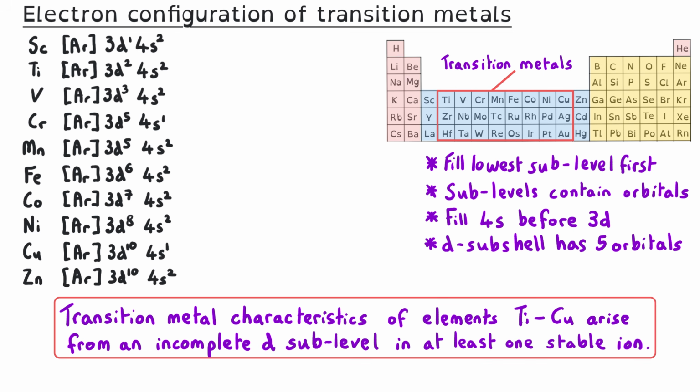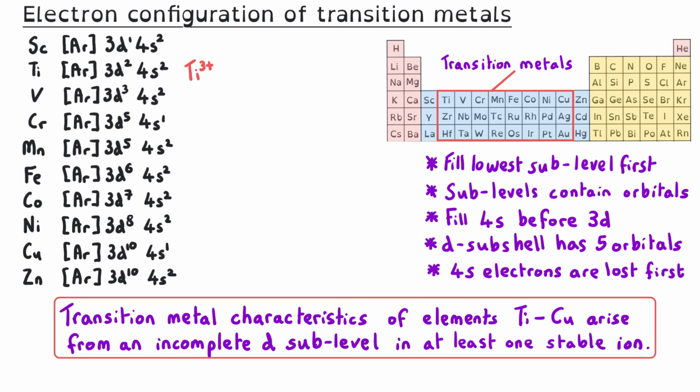The definition for transition metals is to do with the ions that they form. Metal atoms generally form positive ions by losing electrons, and another rule for the d block elements is that they lose the 4s electrons before the 3d. Transition metal elements, for instance those between titanium and copper, get their characteristics because they form at least one stable ion with an incomplete d subshell.